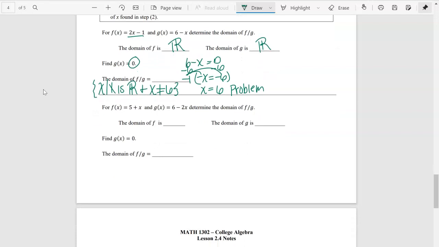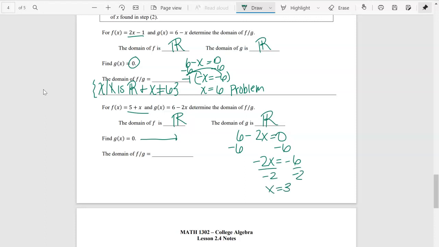So on this one, the domain of f of x, it's all real numbers, it's not a fraction. The domain of g is again all real numbers. We need to find out when g of x is equal to 0. So 6 minus 2x, when is that equal to 0? Subtract 6. So negative 2x is equal to negative 6. Divide by negative 2. So x is equal to 3. That's our problem. So the domain is all x's such that x is real and x is not equal to 3.